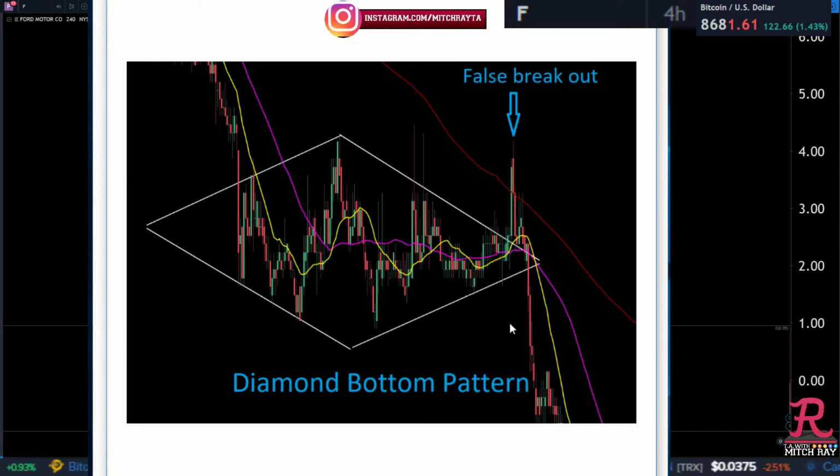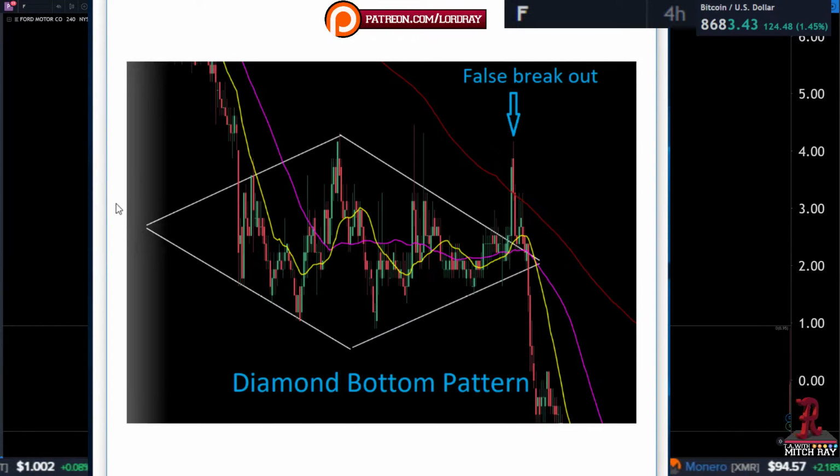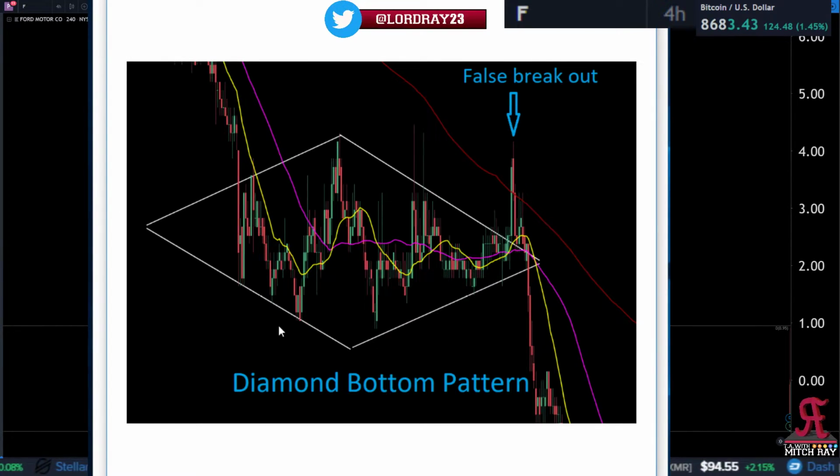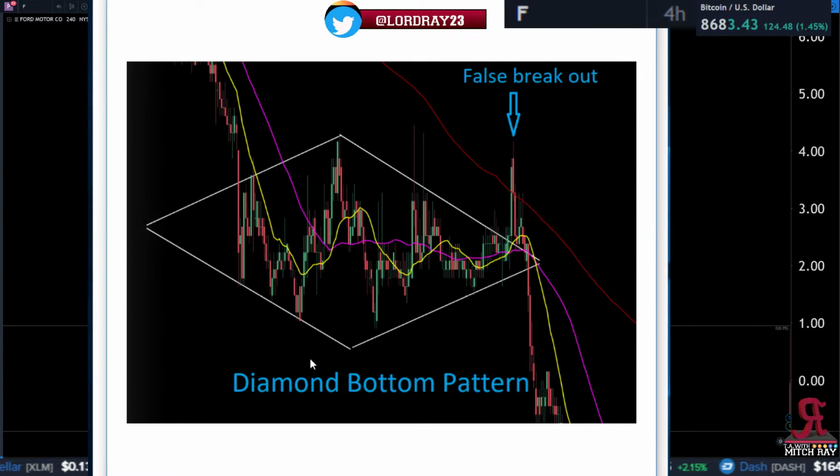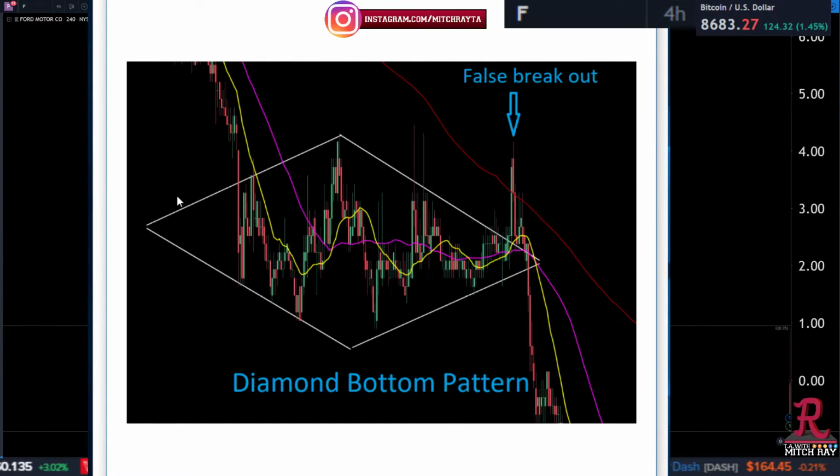Okay, your diamond bottom pattern. These can act as reversals or continuations. It's the warring between buyers and sellers. Your price action starts as a broadening bottom pattern, where it's the megaphone, the two diverging trend lines. We just looked at that, the broadening top; this would be the broadening bottom.